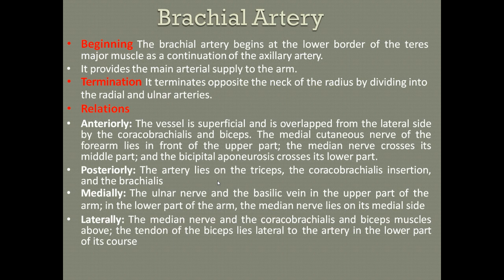Medially, the ulnar nerve and the basilic vein in the upper part of the arm, and in the lower part of the arm, the median nerve lies on its medial side. Laterally, the median nerve and the coracobrachialis and biceps muscles above; the tendon of the biceps lies lateral to the artery in the lower part of its course.